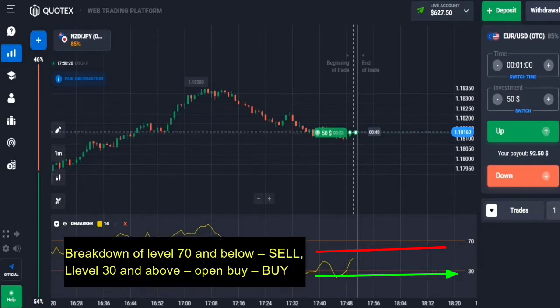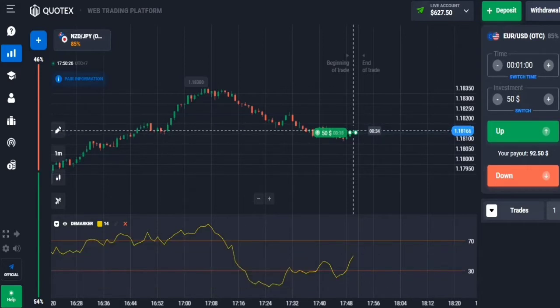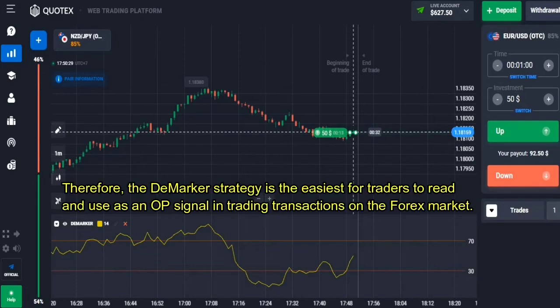Break down from level 70 and below, sell. Level 30 and above, open buy. Therefore, the DeMarker strategy is the easiest for traders to read and use as an entry signal in trading transactions on the Forex market.